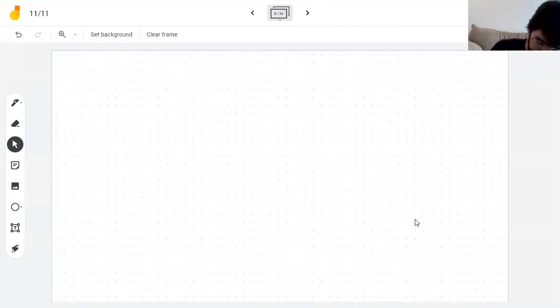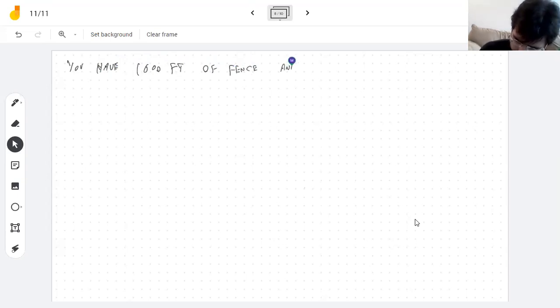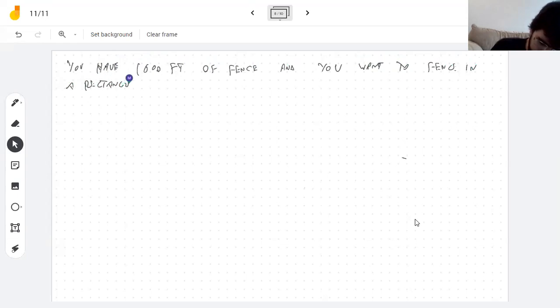So here's a problem. Sure, if only. It's not like I'm solving the problem either, you know. You have 1,000 feet, no, not 1,000. Oh yeah, you do have 1,000 feet of fence. And you want to make a rectangle next to a river. Being the greedy person that you are, you want to fence in the biggest area.